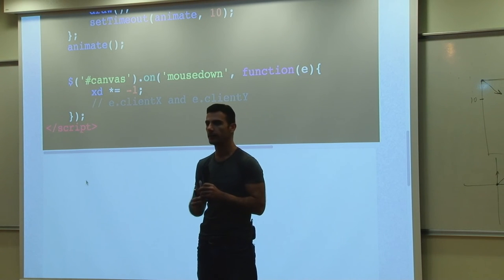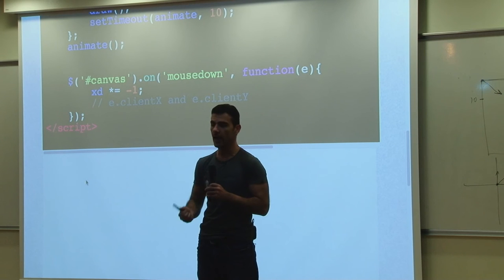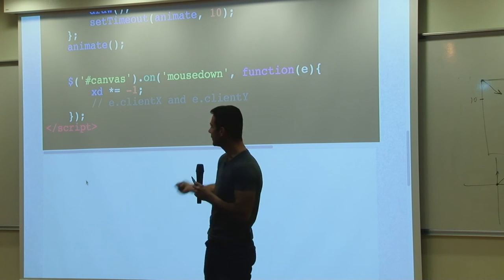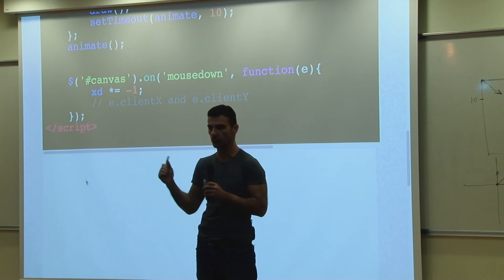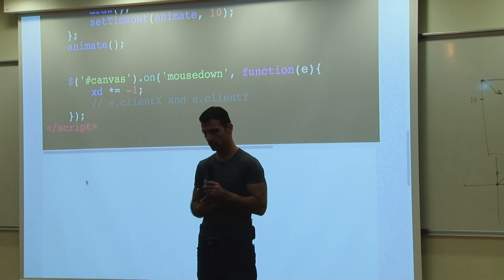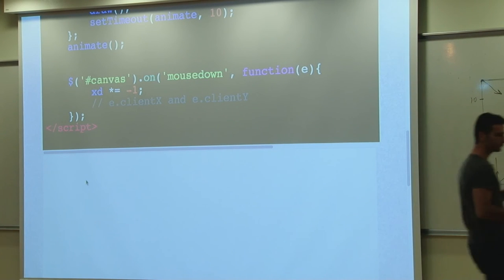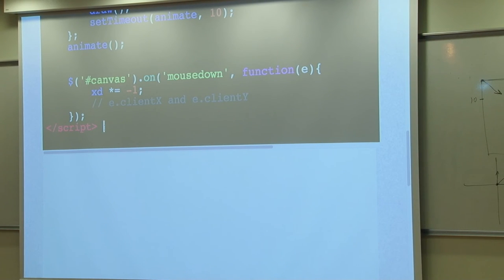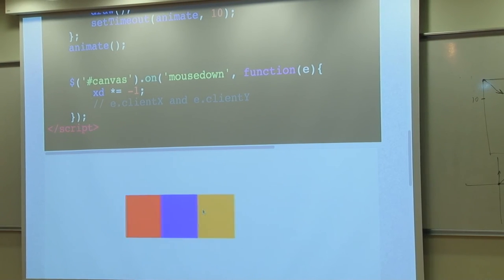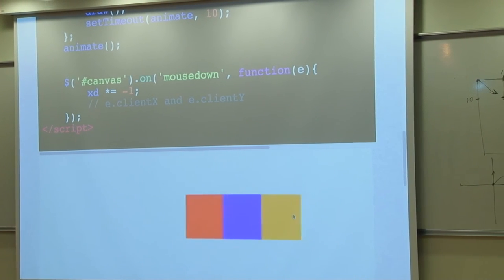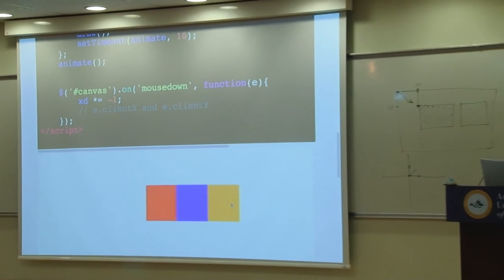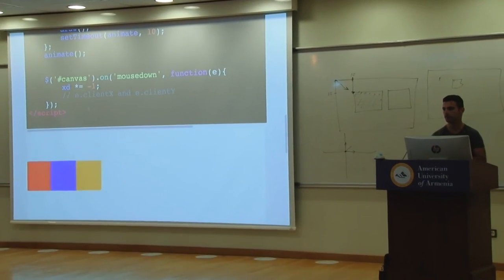Question for you. For every object, I know its x, I know its y, I know its width, I know its height. How do I know if this clicked on, say, orange? There are three boxes here. I want to know when I click on the orange one, like this. How can I know that?